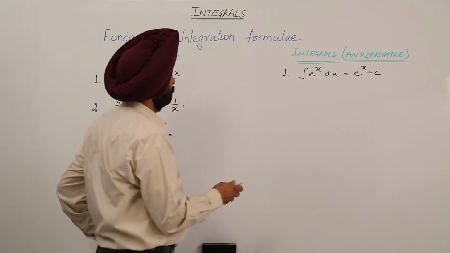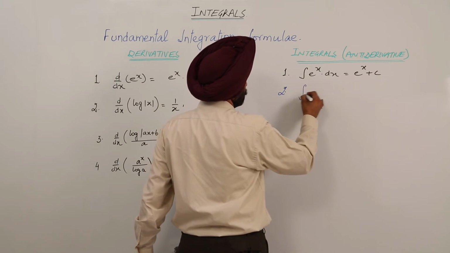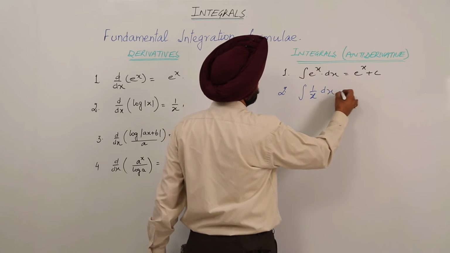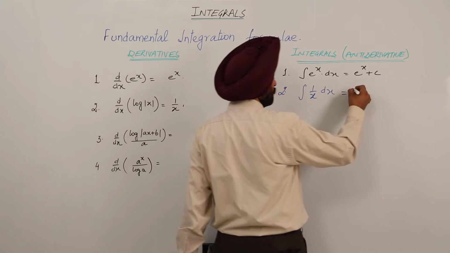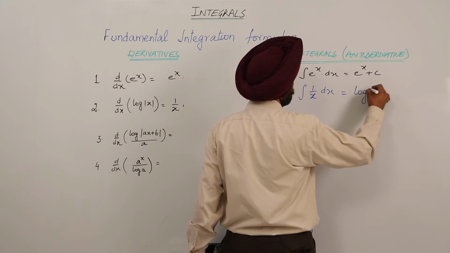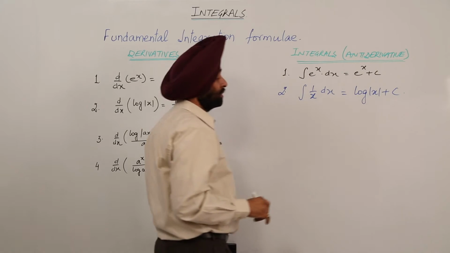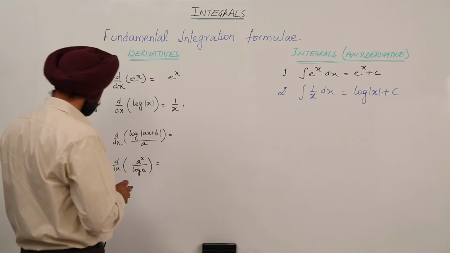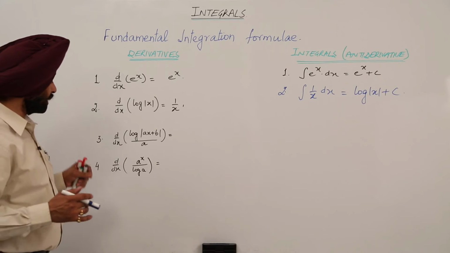So the formula will be: integration of 1 upon x dx is equal to what? Log mod x plus c. Always you have to write log mod x plus c. Now the next question is for log mod of ax plus b upon a.